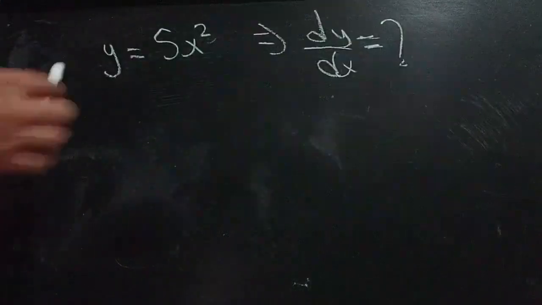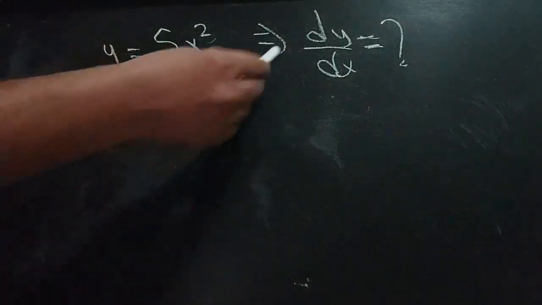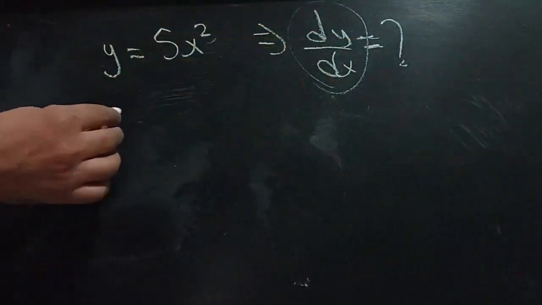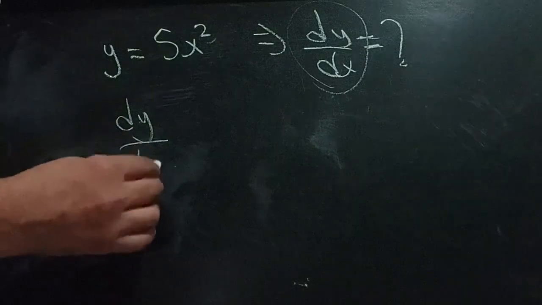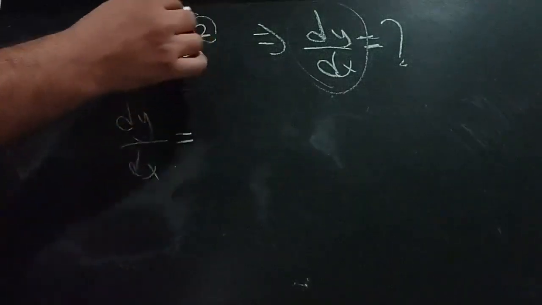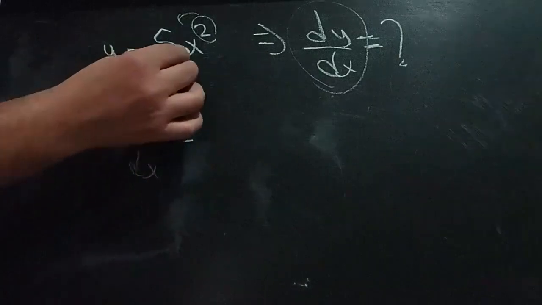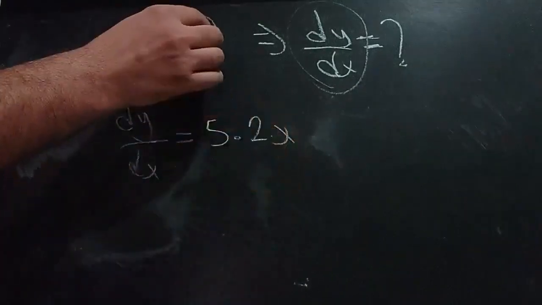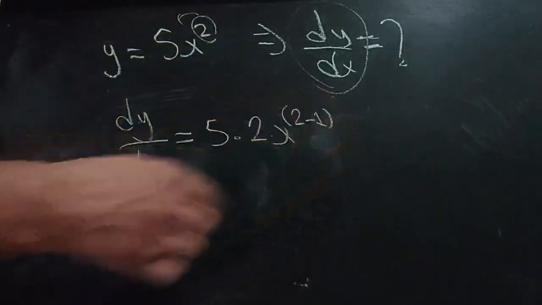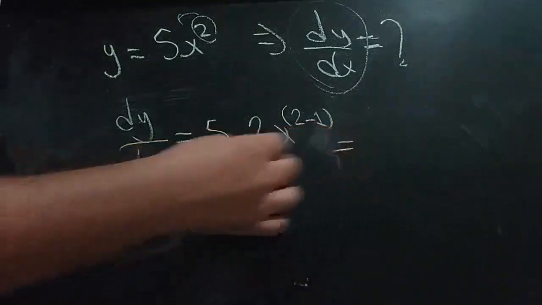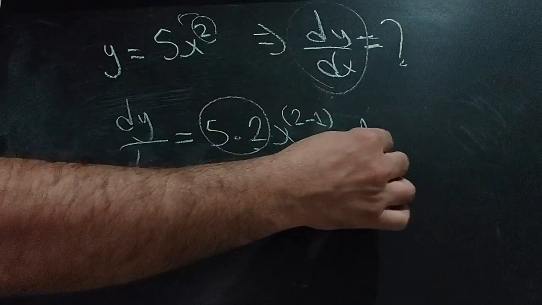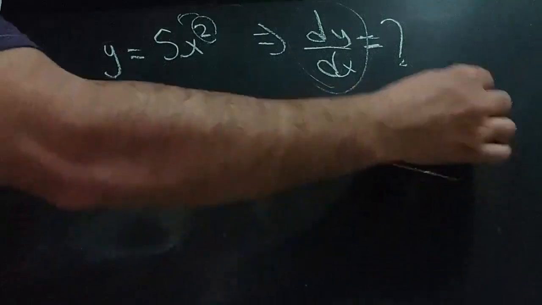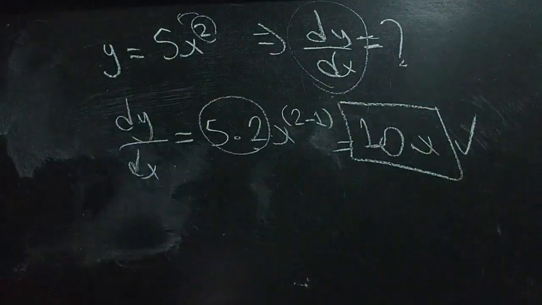Let's look at this question. y equals 5x squared. So dy over dx, remember, this was the derivative. Okay, right, dy over dx equals, you will bring this one down, that is 5x means 5 times x, that will be 5 times 2 times x, and you decrease the power by 1, 2 minus 1, that will give you 5 times 2, 10, times x power 1, x. 10x is going to be your answer.